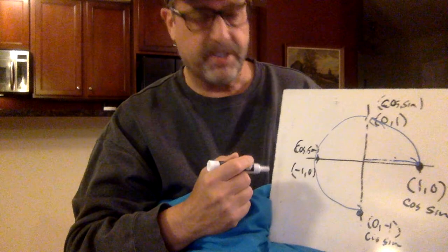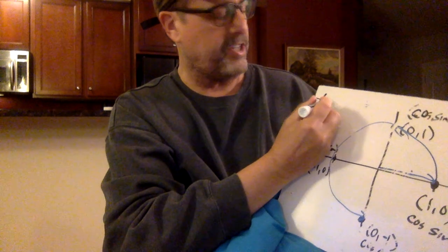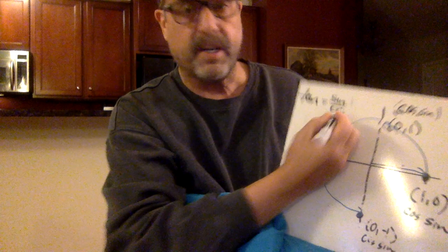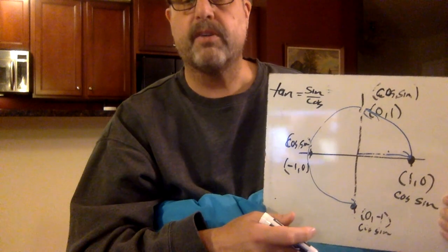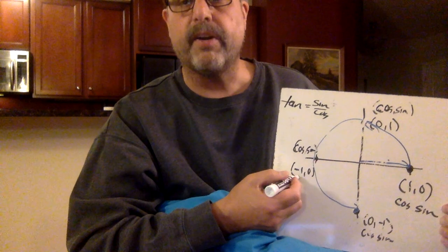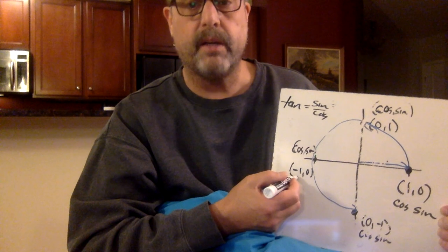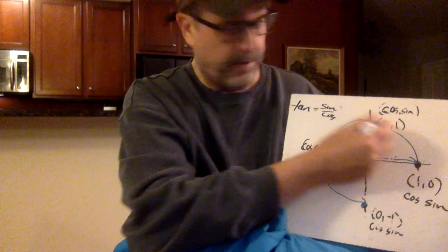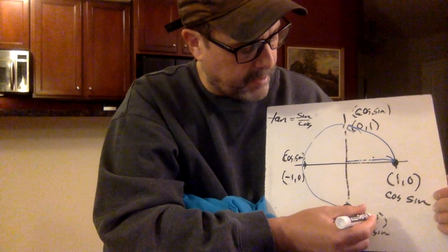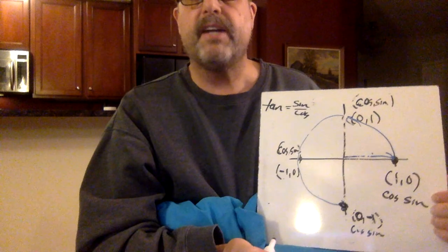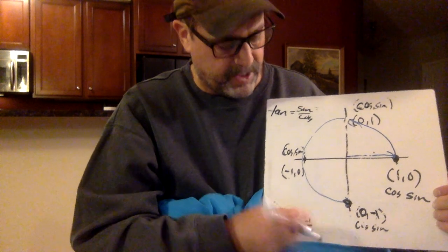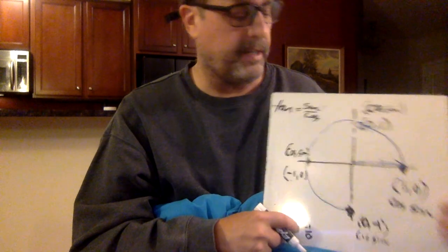If I would want, for example, the tangent, a new way you can think of tangent is the same as sine over cosine. So at 180 degrees, the tangent would be 0 over -1. The tangent of 180 would be 0. If I'd go all the way around here to 270, and I've got my 0 and my -1, tangent can be thought of as sine over cosine. Here at 270, it'd be -1 over 0. That would be called undefined.